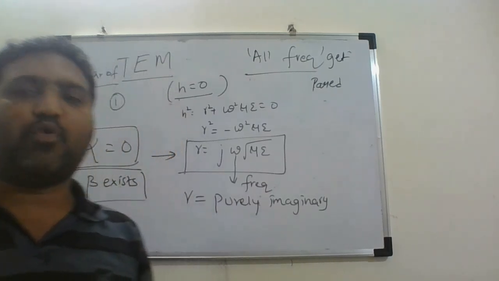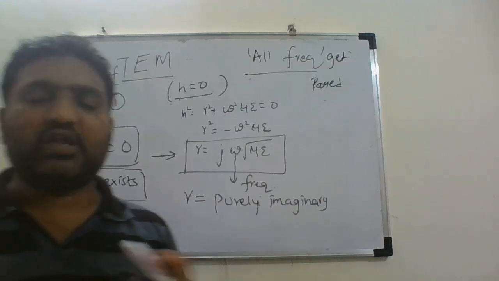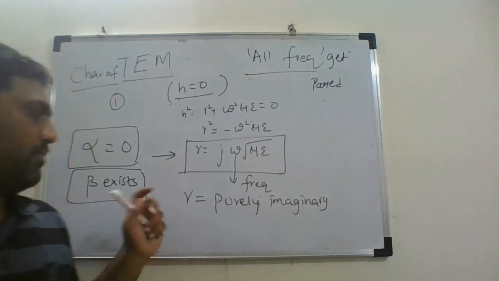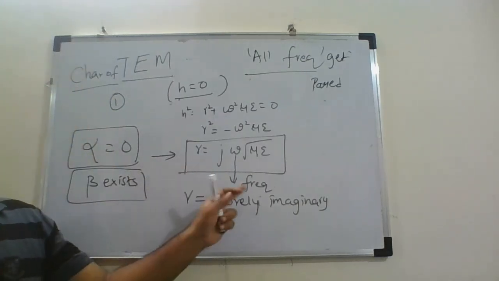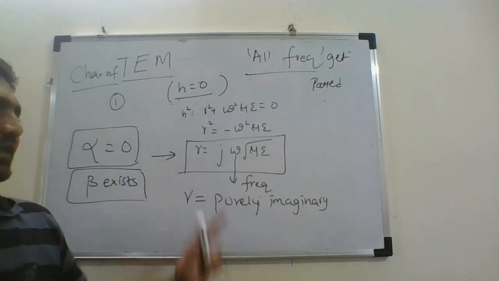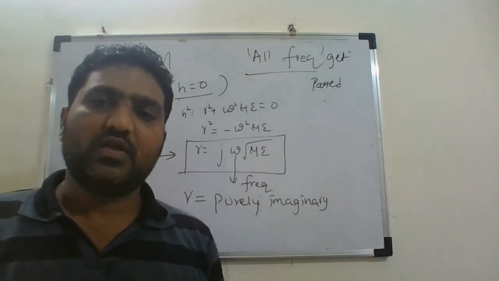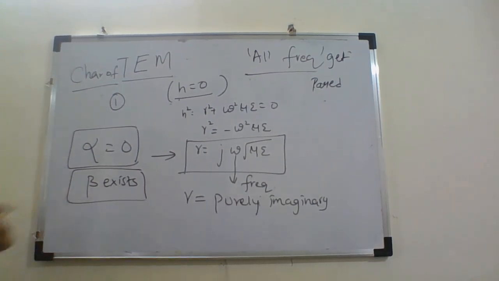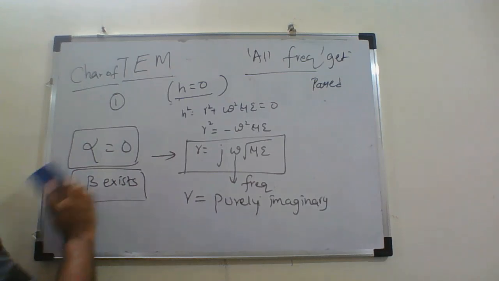Point one: there is no cutoff frequency for this mode. Every frequency will get passed because gamma is always purely imaginary, irrespective of whatever the frequency is. And as I said, alpha will be 0 and only beta exists, and beta is a real value, some constant value. This is point 1.